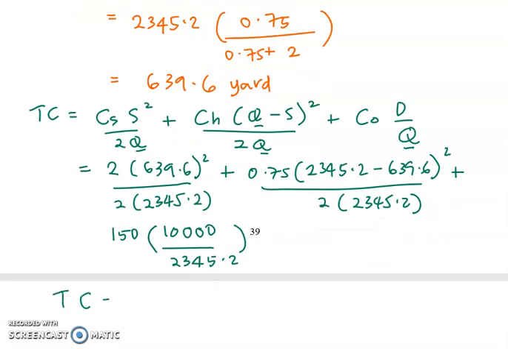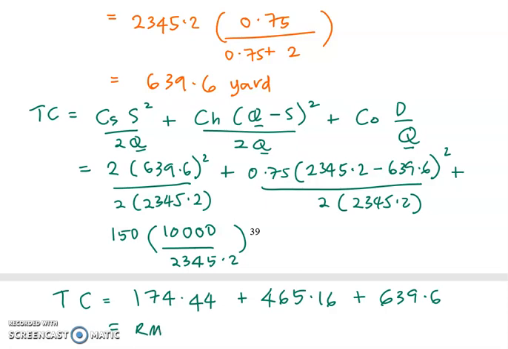Okay, so the total cost will be, when you calculate, the annual shortage cost is 174.44, the annual holding cost is 465.16, and the annual ordering cost is 639.6. The total cost for all these inventory related costs is 1279.2. Okay, so this is the example about the inventory related costs.